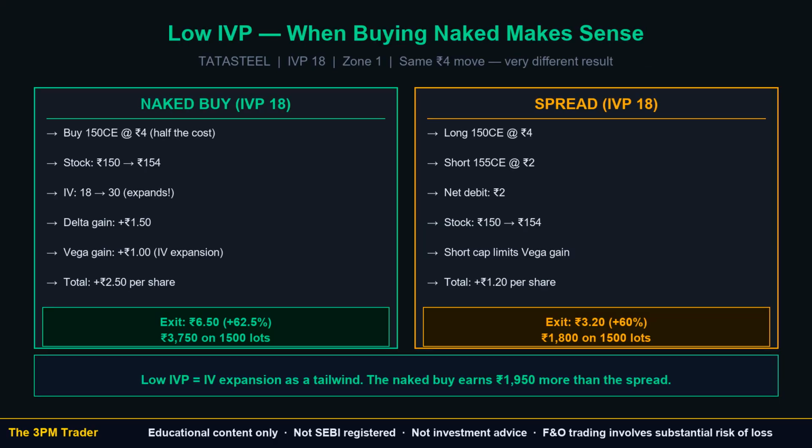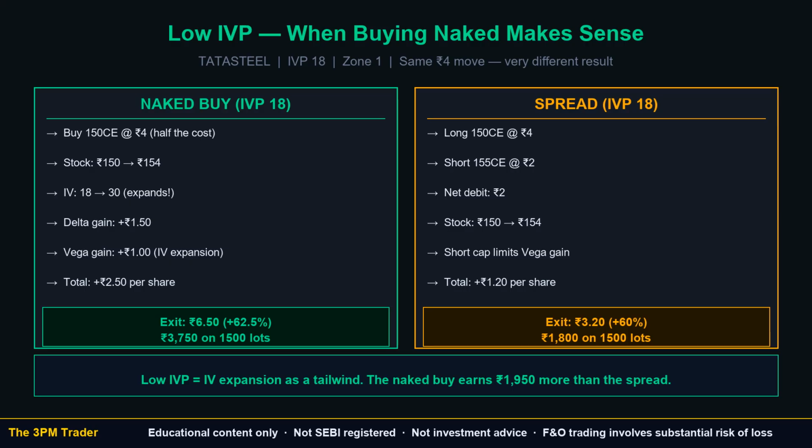Now flip it. IVP 18, Zone 1, options cheap, same TATASTEEL, same setup, but this time IV is near its yearly floor. ATM 150 call option costs 4 rupees, exactly half what it cost at IVP 72. You buy naked, 4 times 1500, 6000 rupees deployed. Stock moves to 154, same 4 rupee move.